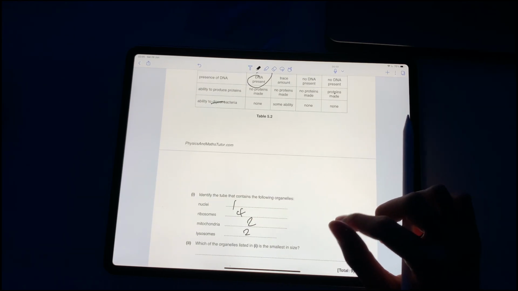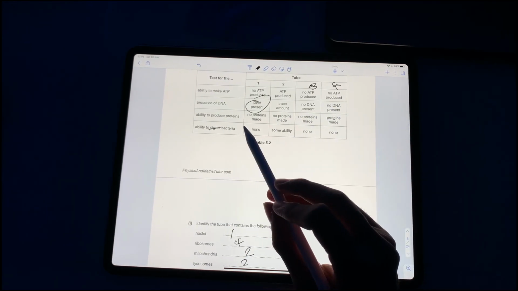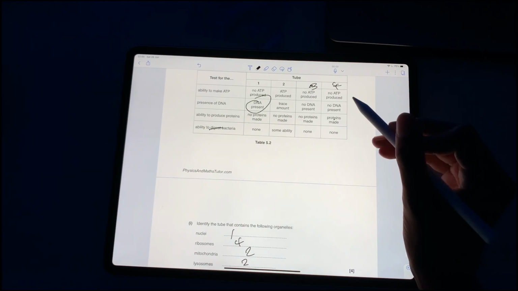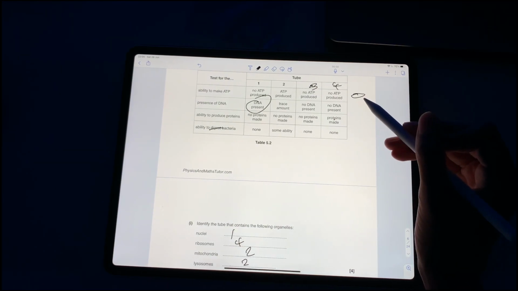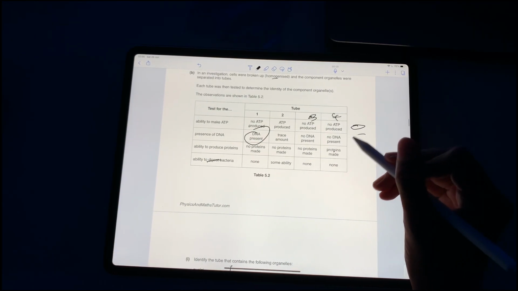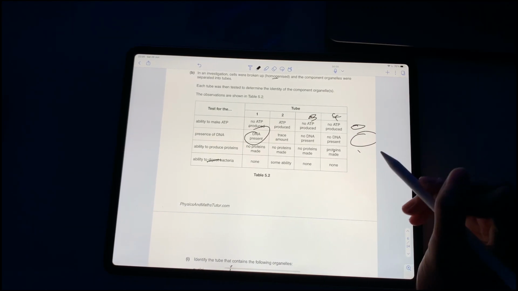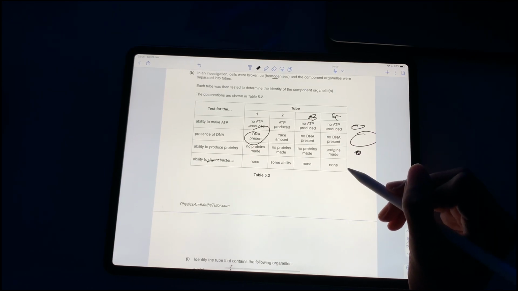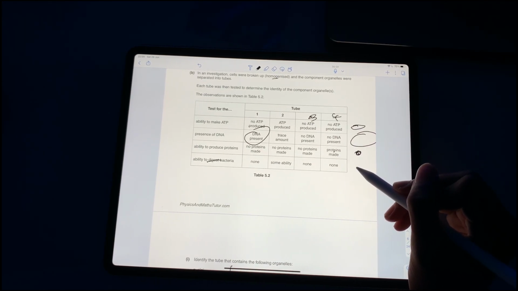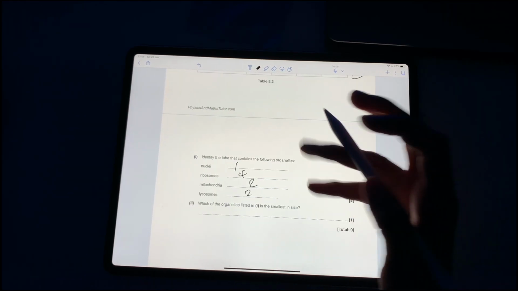Okay, which organelle is listed smallest size? It has ability to make ATP, that's mitochondria. Presence of DNA, that's the nucleus. Proteins, proteins are tiny, so no, ribosomes are tiny. Bacteria has to be lysosomes, so I think it's ribosome.